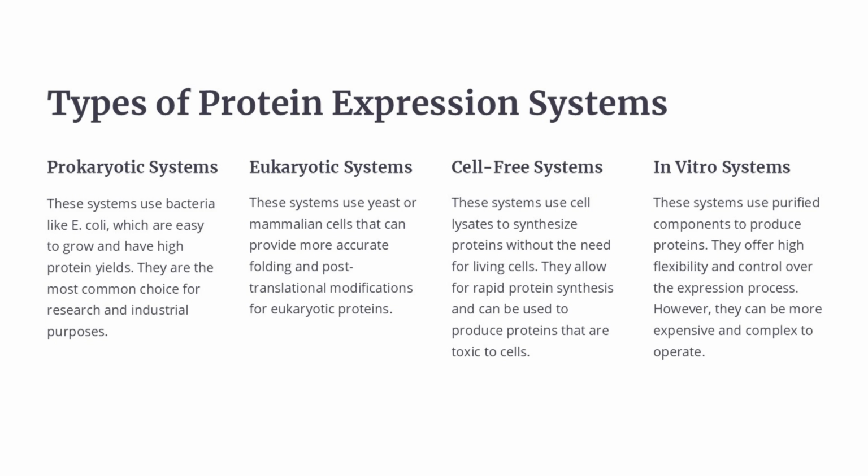There are several different types of protein expression systems, each with their own advantages and disadvantages. Prokaryotic systems like E. coli are the most common, as they are easy to grow and can produce high yields of protein. Eukaryotic systems using yeast or mammalian cells can provide more accurate folding and modifications for complex proteins.